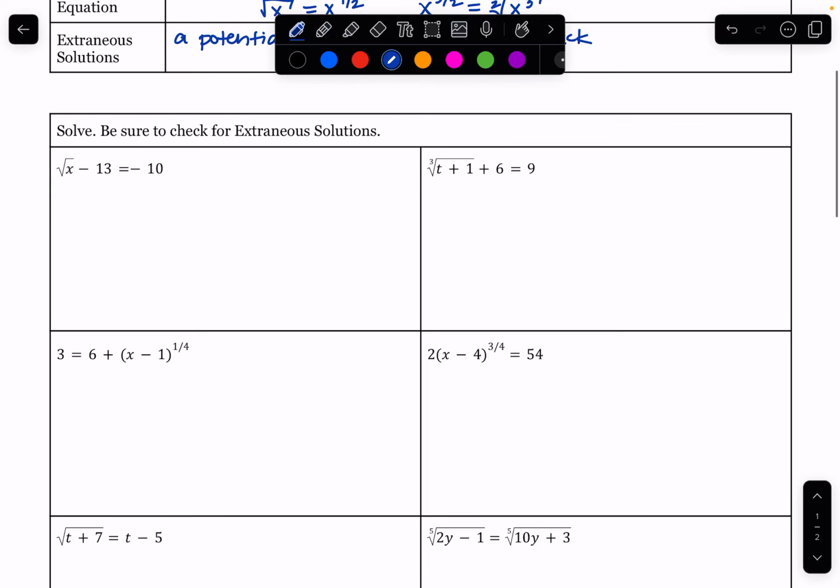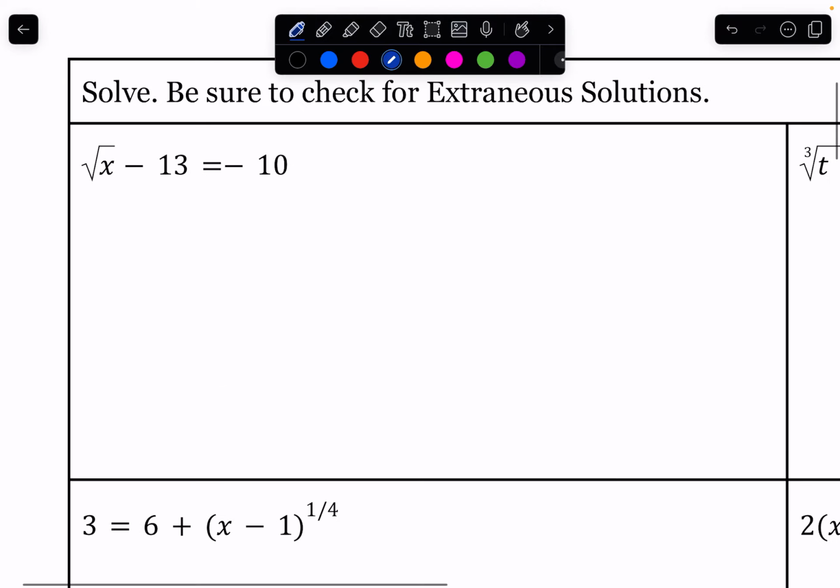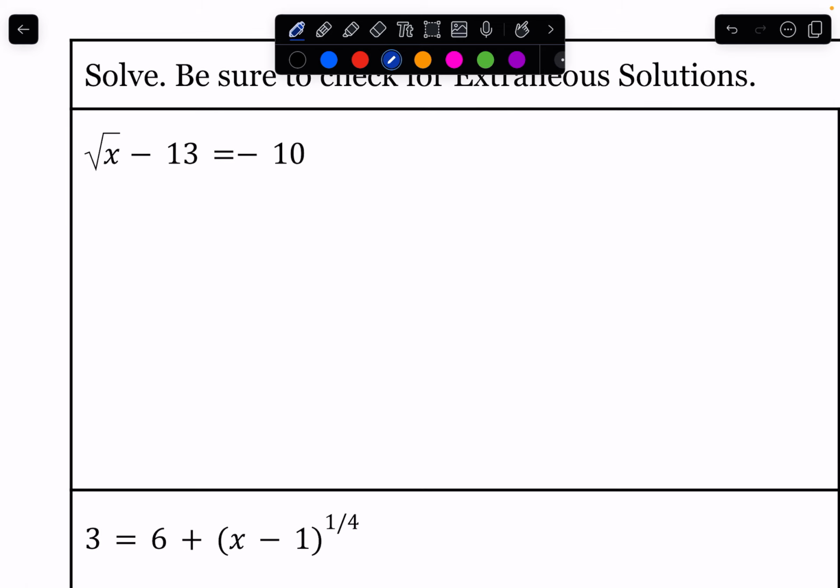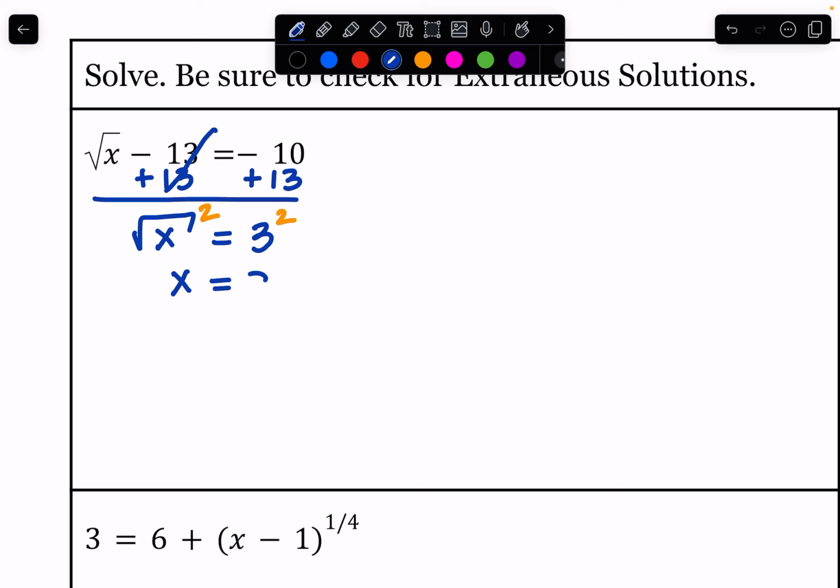Okay, we're going to solve these next problems and then check them for extraneous solutions. So we have the square root of x minus 13 equals -10. The first thing I'm going to do is isolate the square root by adding 13, and I get the square root of x is equal to 3. Next, the inverse of the square root is squaring, so I'm going to square both sides. And that leaves me with x equals 9.